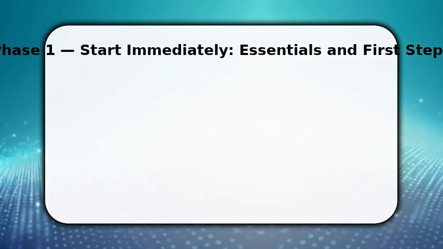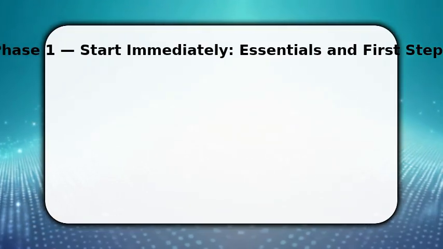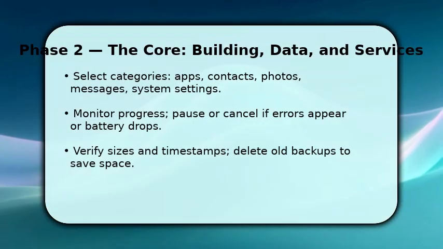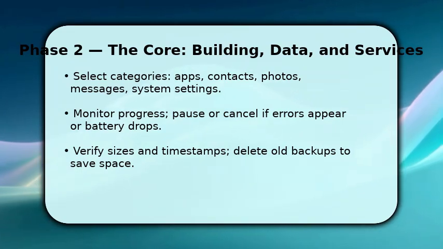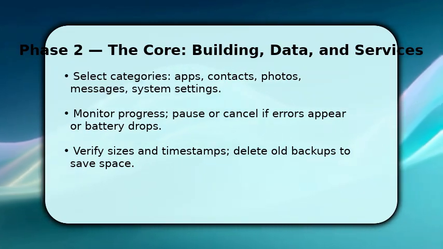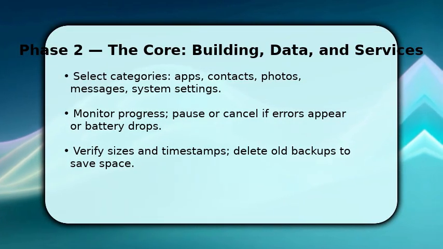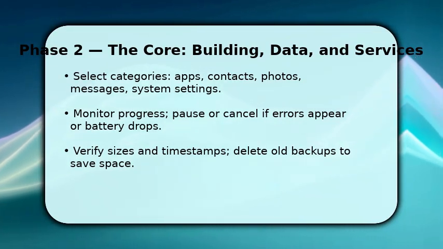Make sure Wi-Fi is stable, because cellular data can be slow or costly. You now control what gets backed up. Choose apps, contacts, photos, messages, and system settings so you don't waste space. Once you press start, watch the progress bar and check for error messages.